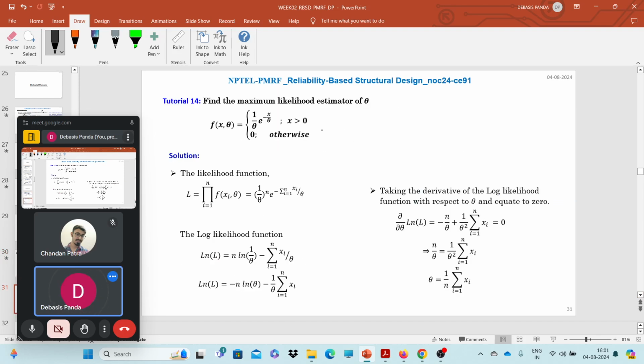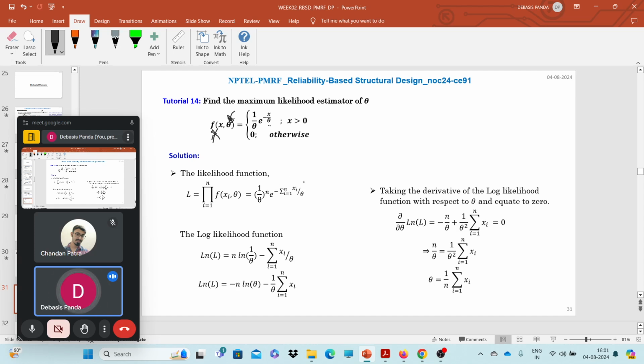So here, find out the maximum likelihood estimator of theta. Here the random variable x follows this PDF. The PDF of the random variable x is given. That means the PDF of x has only one parameter, and that is theta. Theta is the only parameter for the distribution. And if the values x are greater than 0, we will have this value, otherwise 0.